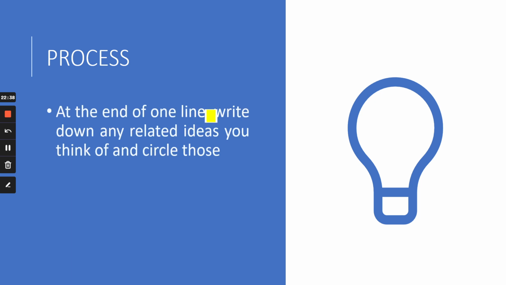At the end of one line, now think of only one line. Suppose I have drawn 4 lines. I'm thinking about only one line now. At the end of one line, write down any related ideas you think of. So you have written a topic in the center, you have circled it, you have extended the 4 to 5 lines, then think of one line. This is the topic, so what can be the idea? Whatever idea came to your mind, just write it down, and circle that also.